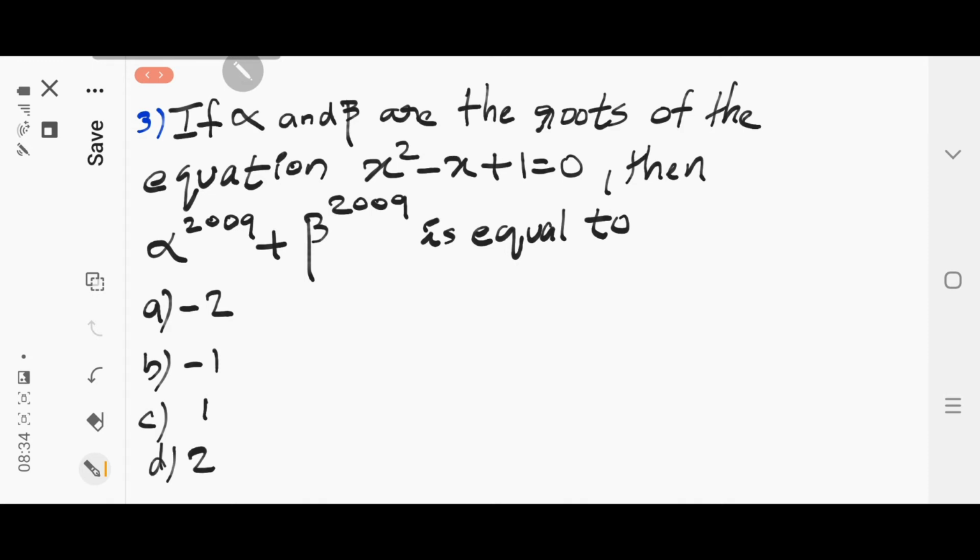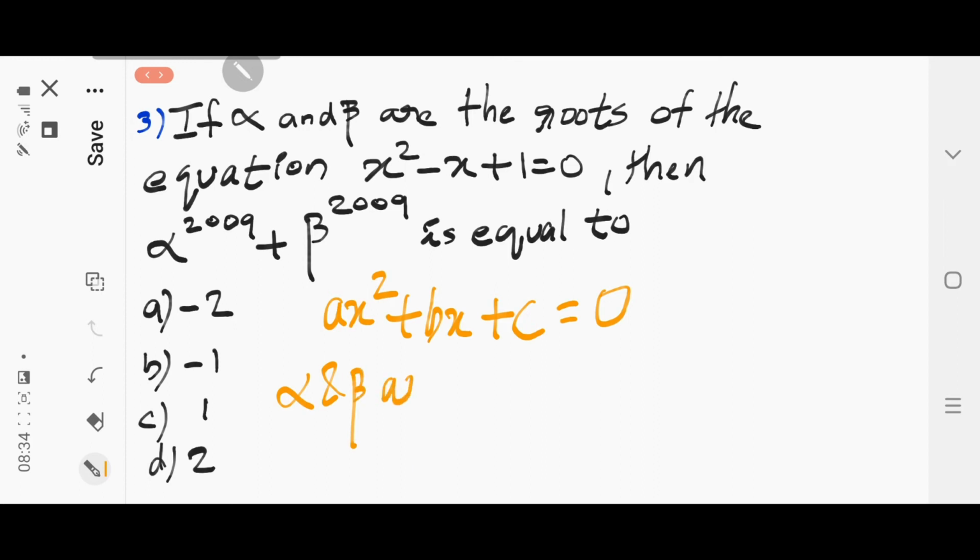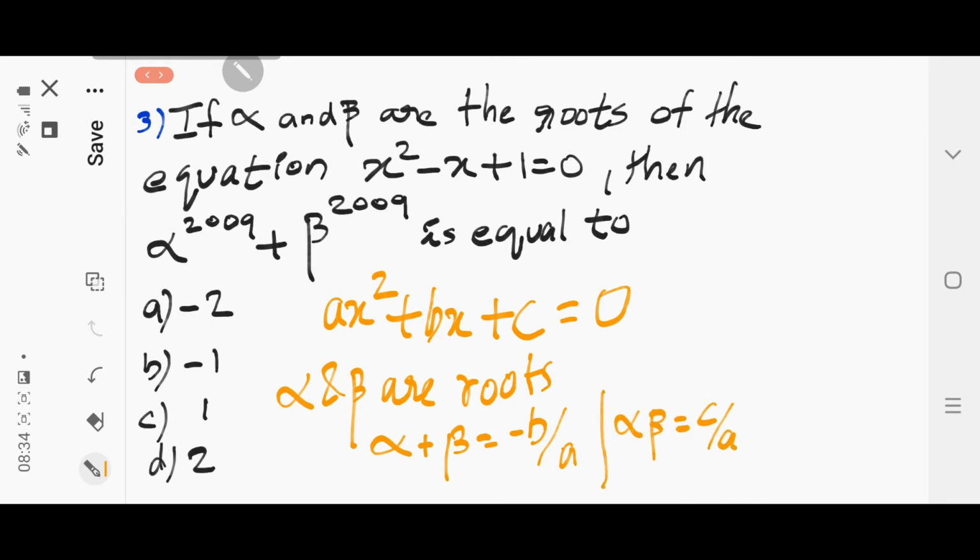As you have already seen in a previous session, this question is based on a quadratic equation ax square plus bx plus c equal to 0. If alpha and beta are the roots, then you study two relationships. One is alpha plus beta is equal to minus b by a, and the second is alpha beta is equal to c by a. These are the two relationships you have already seen in the previous question.